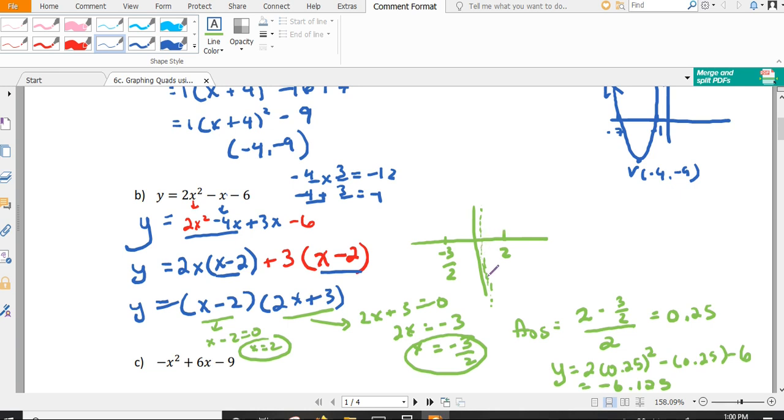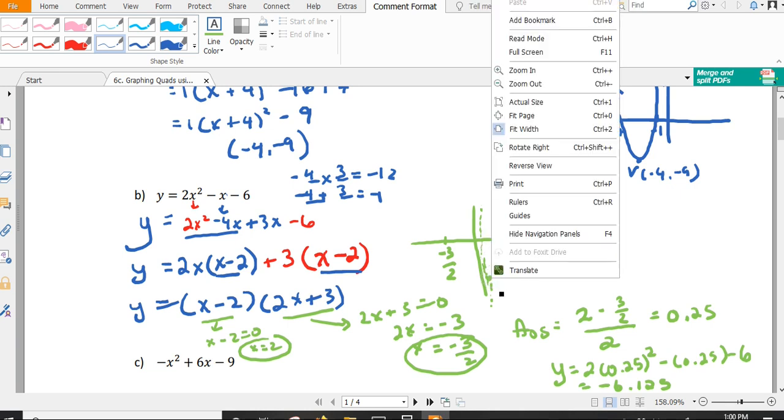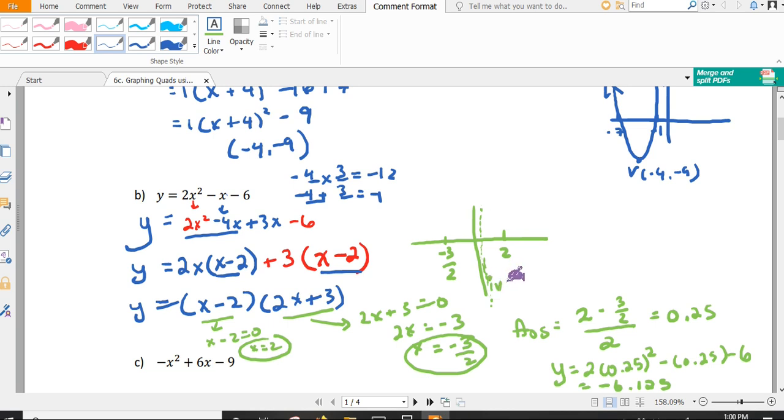0.25. My vertex will be here on the axis of symmetry, 0.25 and negative 6.125. Okay, and of course this is facing up, so okay, and that's a horrible sketch, but you get the idea.